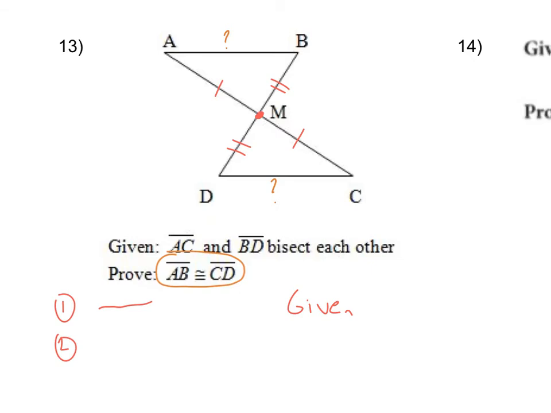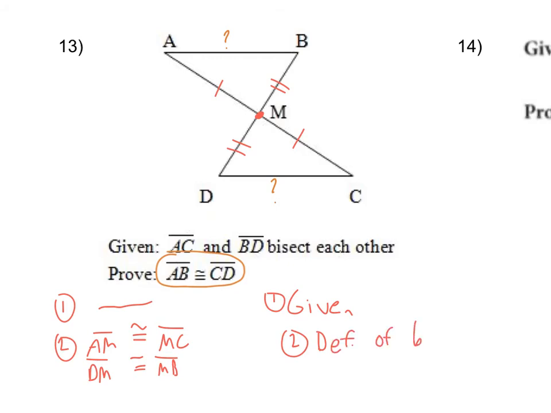Okay, so that would be a good next statement to use. AM is congruent to MC, and DM is congruent to MB. And the reason on that, since we just had a bisector, this is by definition of bisector. Okay, we create congruent segments. Okay, I'm doing them both on the same step just because it's the same reason.